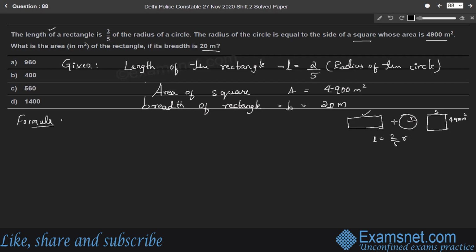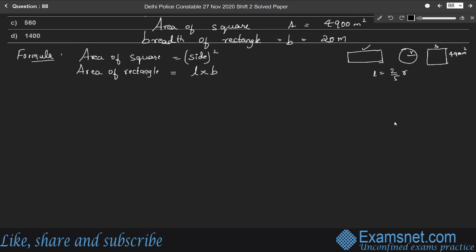The formula for the area of a square is equal to the square of its side, and the area of a rectangle is equal to the product of its length and breadth, L into B, right? So, calculation.